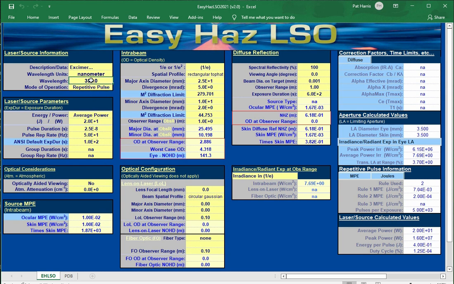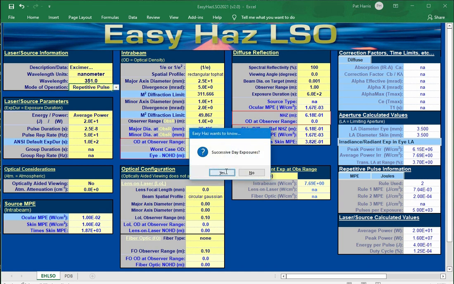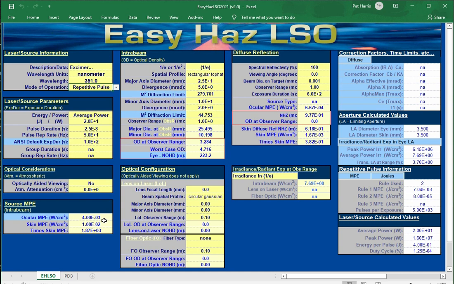So let's trigger that again by going 351, not 315. Okay, there we go. We'll say successive day, and you'll see that it goes back to the 4 milliwatts per square centimeter. Again, 351, not quite as bad as 308, and certainly not as hazardous as 248. The NOHD is only 223 meters. For the skin, it's 141 meters.